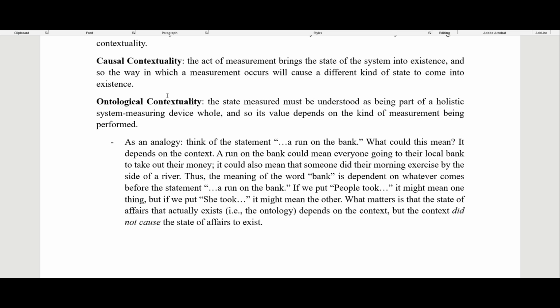Then there's also ontological contextuality, which says that the state measured must be understood as being part of a holistic system measuring device whole. And so its value depends on the kind of measurement being performed. And so this is kind of a loose analogy that I came up with for it. So think of the statement, a run on the bank. So what could this mean? It depends on the context.